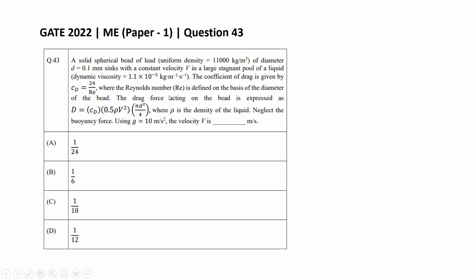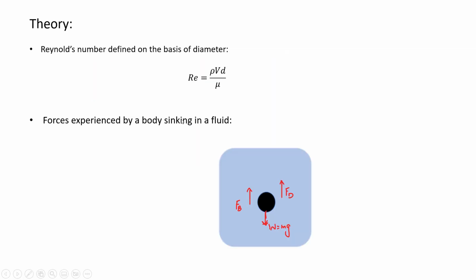The coefficient of drag is given by CD equal to 24 over Re, where Re is the Reynolds number and is defined on the basis of the diameter of the bead. Now, the drag force acting on the bead is expressed by this expression, and we are supposed to calculate the velocity of the bead. Now, let's look at the theory we need to solve this question.